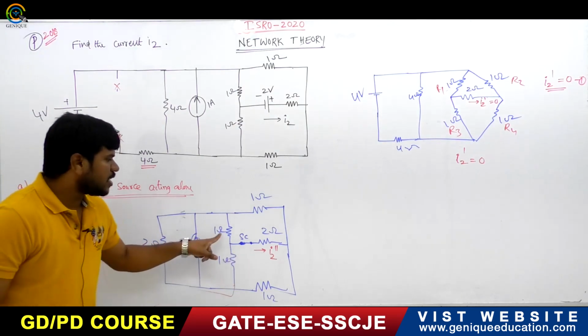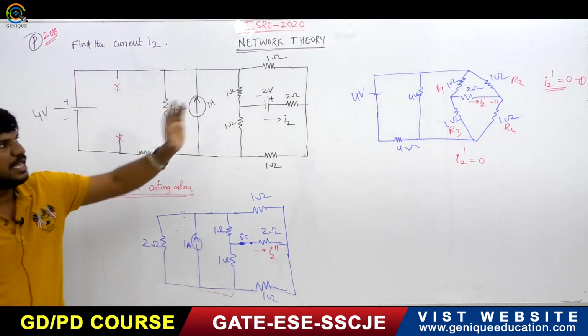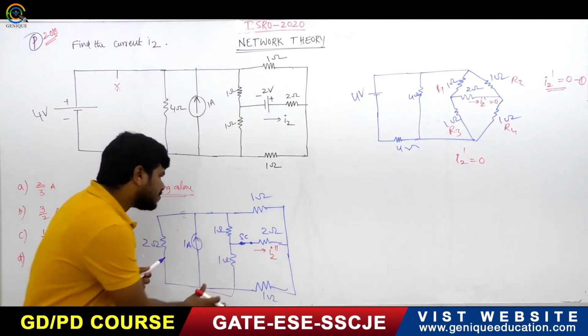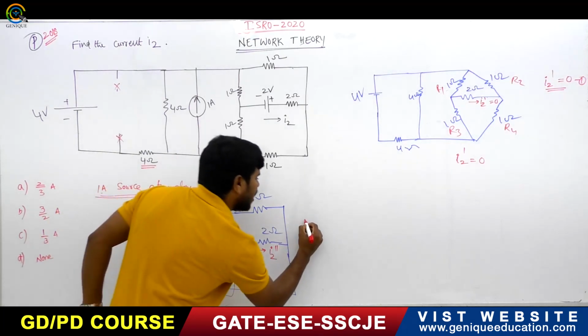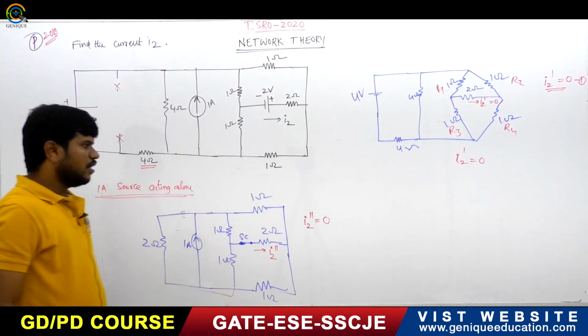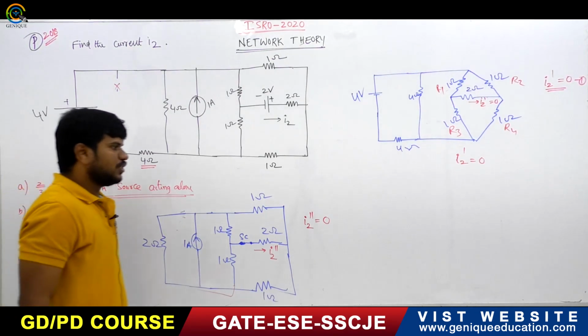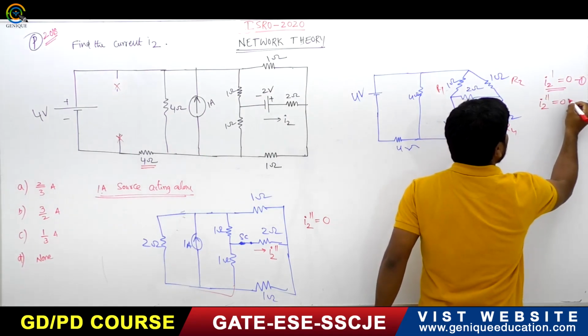Now again the bridge is balanced. Same, you are getting this. So if the bridge is balanced, here also what will you get? Here I2 double dash will be 0. So this is the second thing: I2 double dash will be 0.